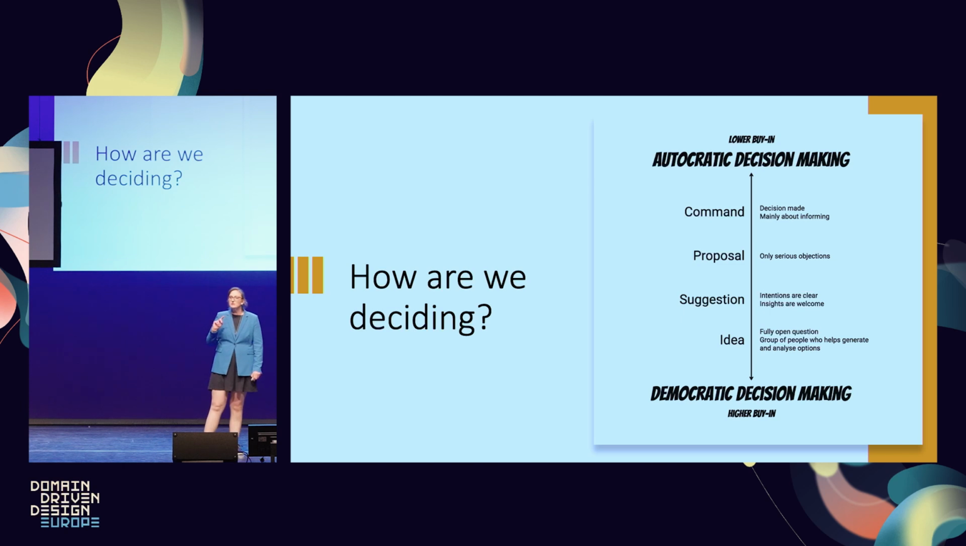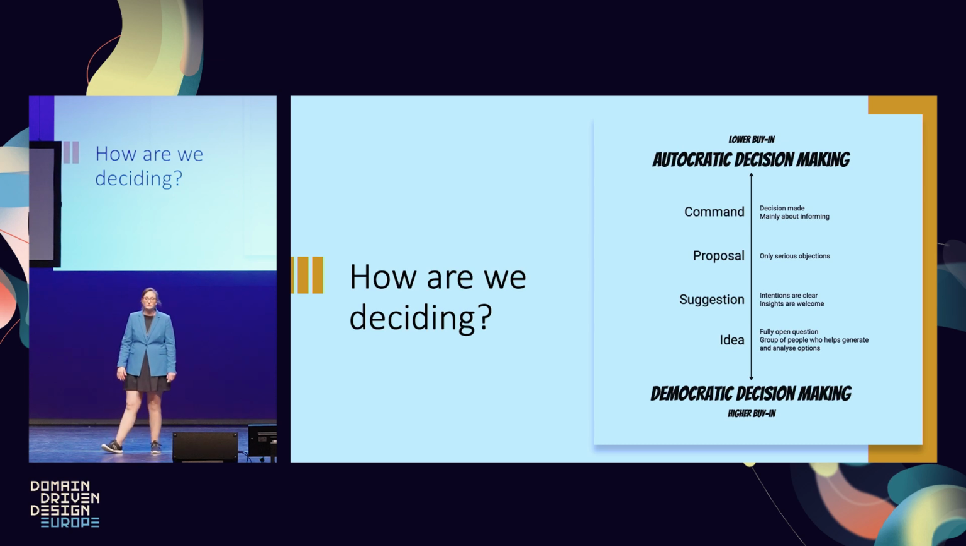And you also need to create clarity on how things are decided. Like, just who can decide and how are we going to decide? So you can do democratic or you can do autocratic, and those are polarities. And then you have everything in between.